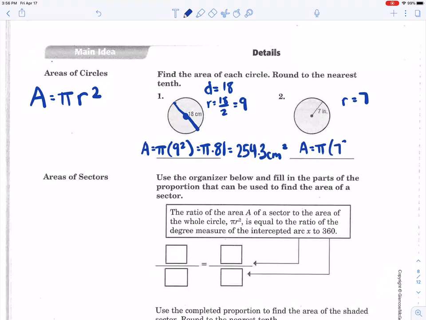In number 2, they gave me my radius, so I can go straight to plugging it in. Area equals pi times the radius squared. 7 squared is 49. Multiply it by pi and round to the nearest tenth to get 153.9 inches squared.